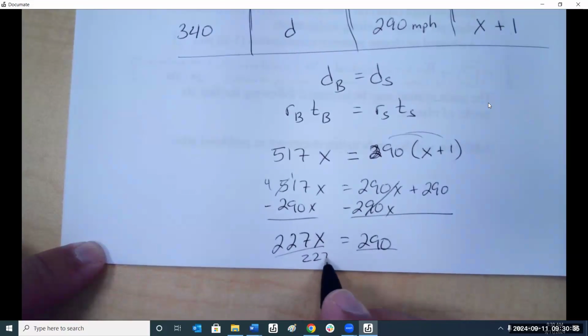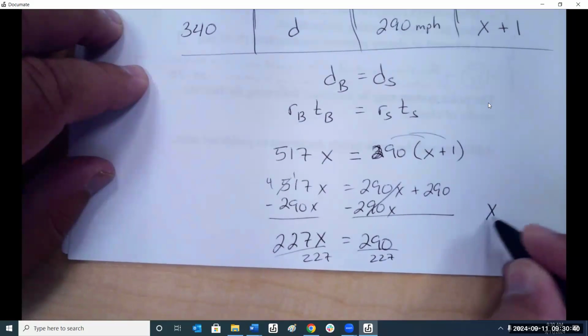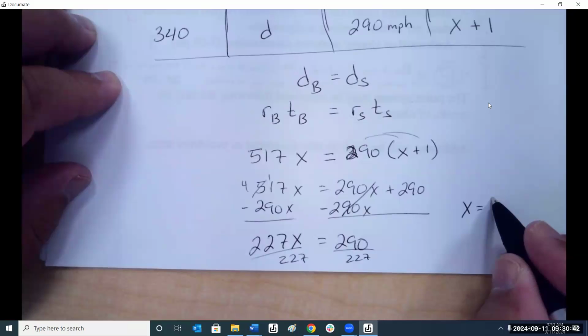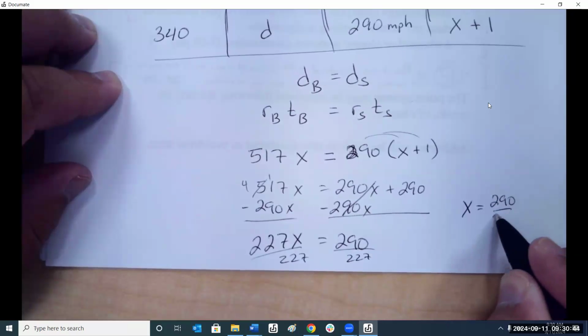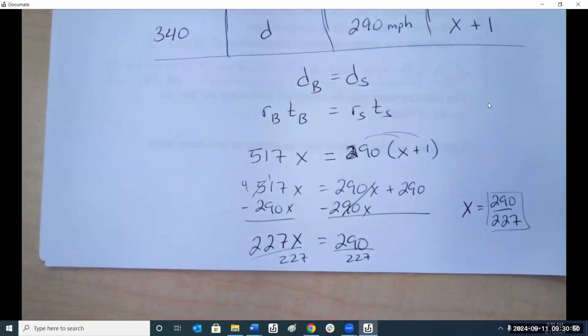Now divide both sides by 227. So whatever this value is, what units will it have?